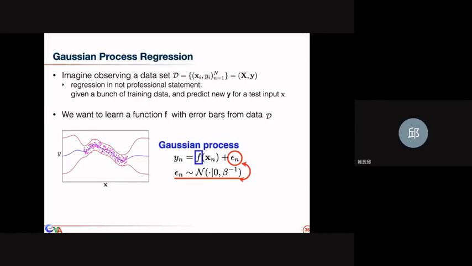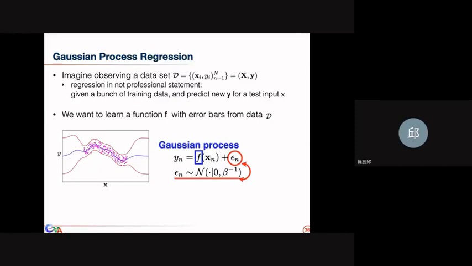So now let's talk about the Gaussian process regression, right? After we have described so many intuitions, let's try to describe the idea behind the Gaussian process regression.